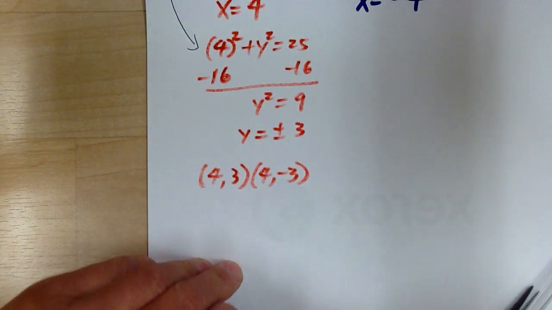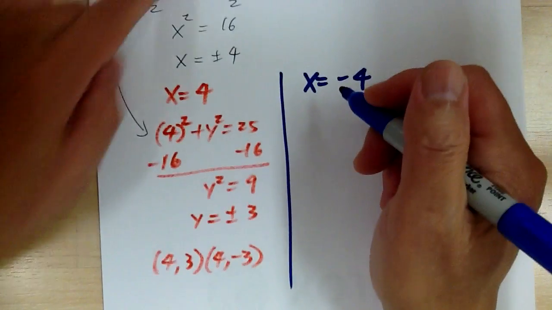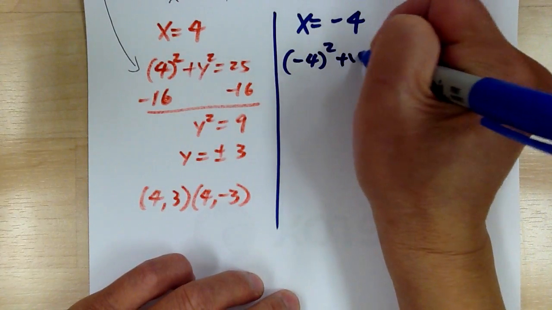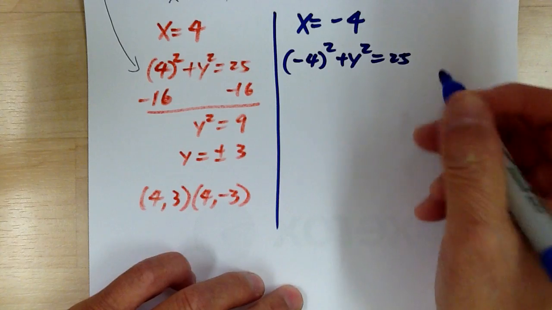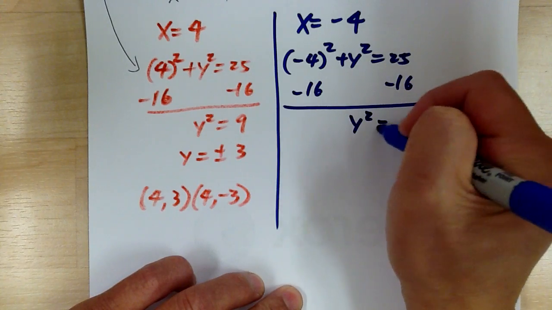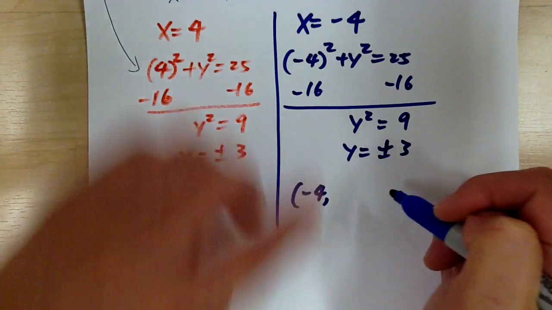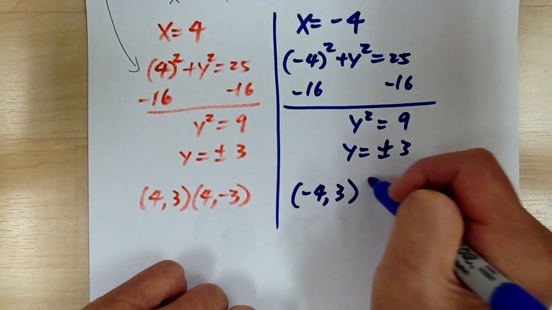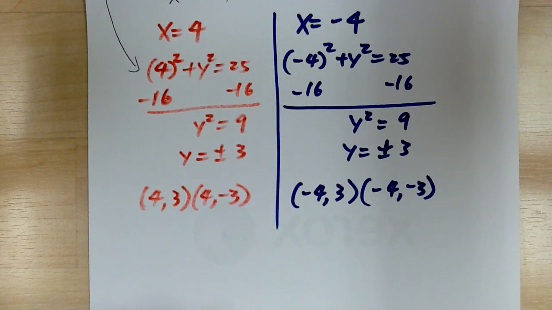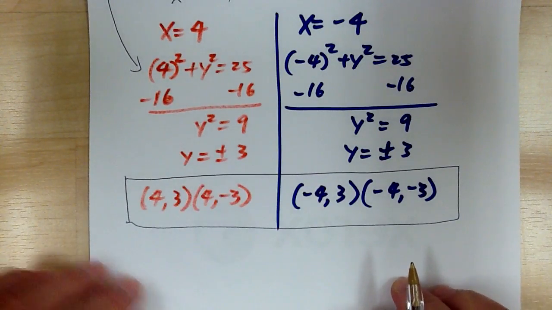Okay. Now, doing the same thing over here, using the same equation. So I get negative 4 squared plus y squared equal to 25. Again, this will give me 16, so minus 16 minus 16. It's going to be the same thing: y squared equal to 9. So y equal to plus or minus 3. So for this set, I get negative 4, 3, and negative 4, negative 3. And so this one, you have four answers. That would be your answer for number 9.